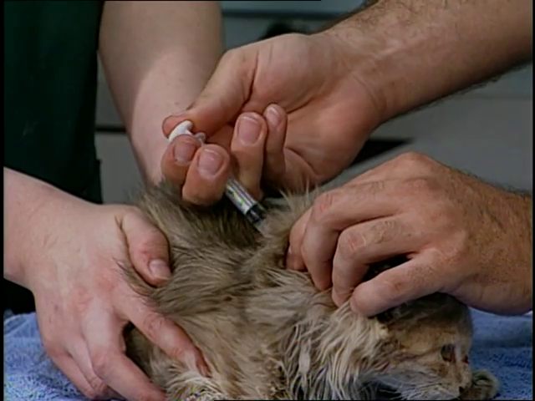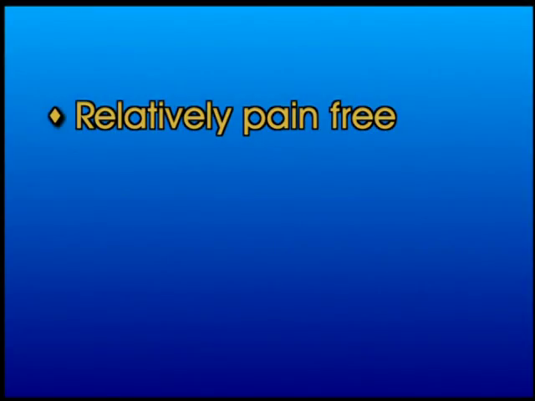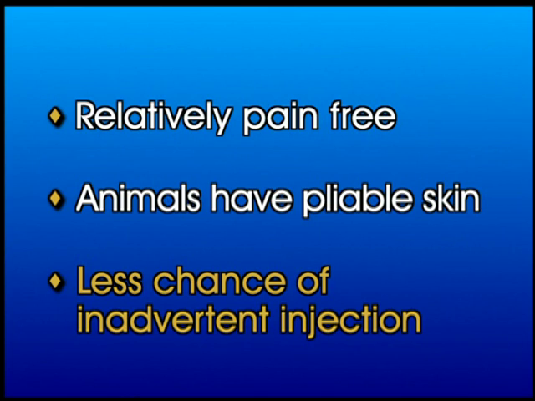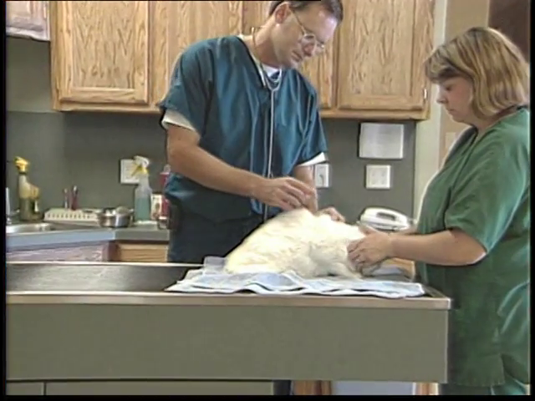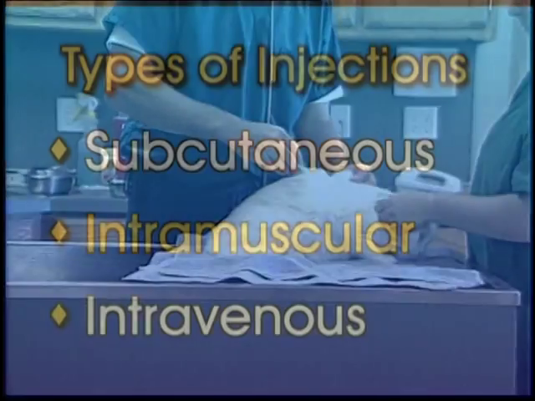There are several reasons why sub-Q injections are commonly used in veterinary medicine. First, these are the most pain-free type of injections for the animal. Second, the skin of animals is pliable or flexible enough to accommodate an increased volume of injected product. And finally, the chance of inadvertently injecting into a blood vessel, nerve, or the vital structure of the dog or cat is reduced with this form of injection. Most dog and cat vaccines are given subcutaneously because of the reasons just discussed.